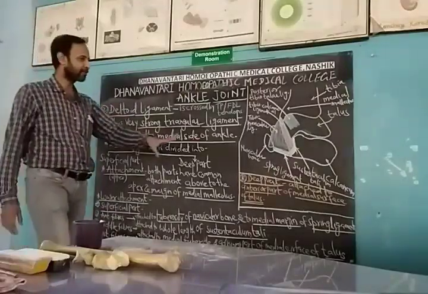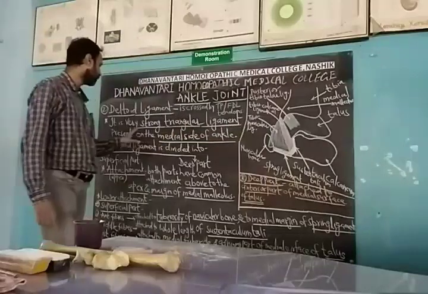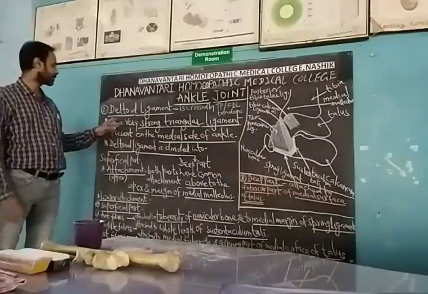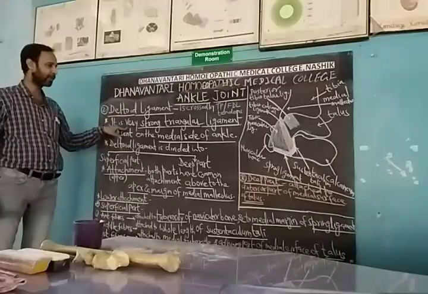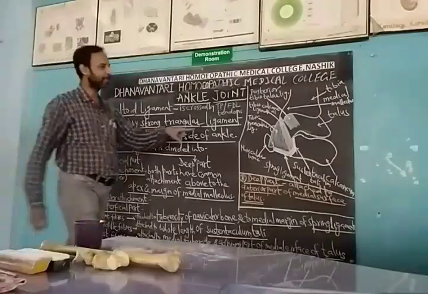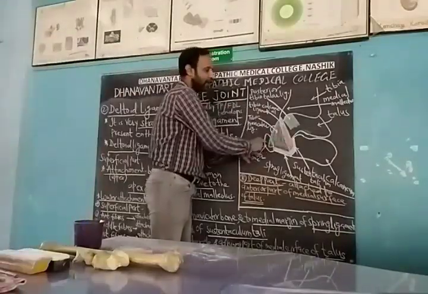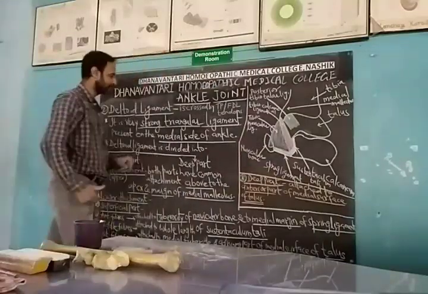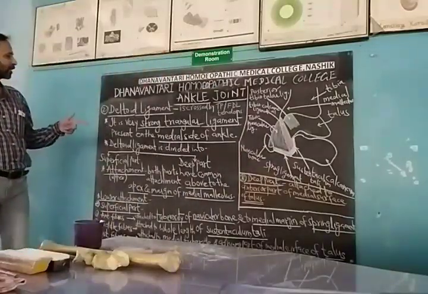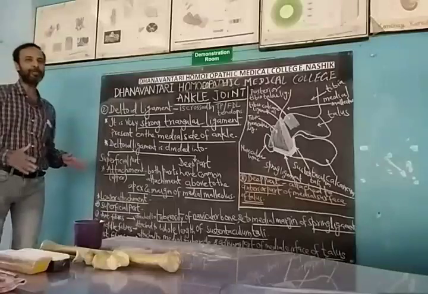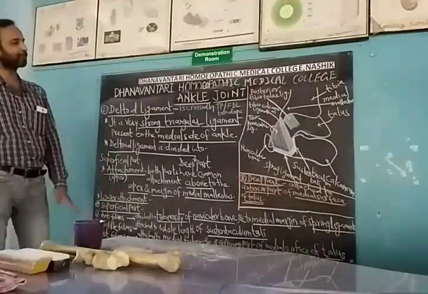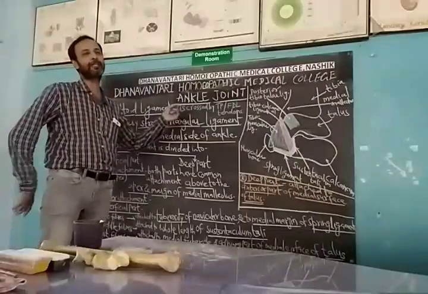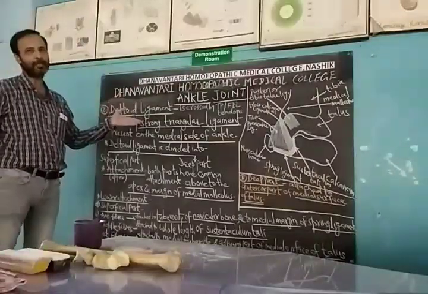Now here in this diagram you will see the deltoid ligament. The characteristics of this ligament: it is a very strong ligament, and somewhat triangular in shape. So this ligament is strong and triangular, and is present on the medial side of the ankle. That's the reason it is called the medial ligament. It is present on the medial side.